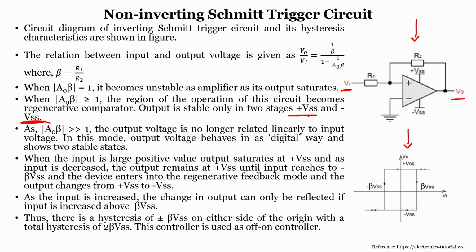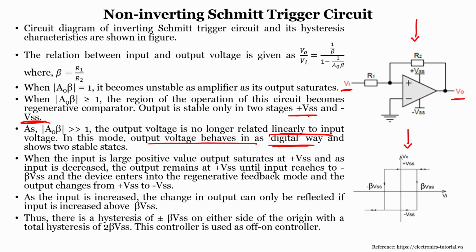Third, as mod of A O into beta is greater than 1, the output voltage is no longer related linearly to the input, and in this mode the output voltage behaves as a digital wave and shows two stable states. This is similar to the operation of the inverting Schmitt trigger circuit. But what are the changes? There are very few changes, only in terms of the circuit diagram.